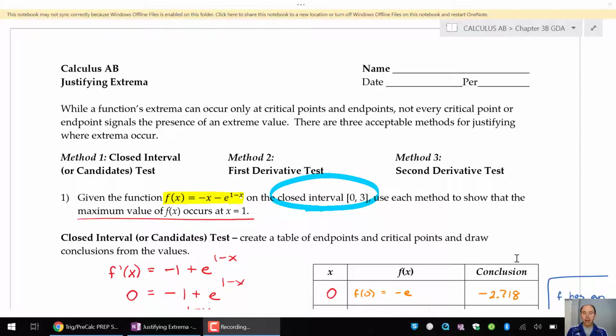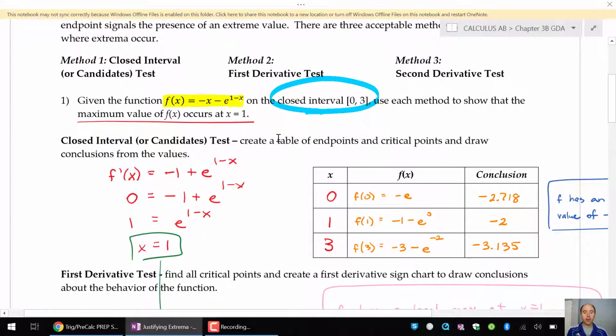So to begin, here are the three tests, and kind of in summary, I thought I would show you how they work with a single function, and that single function is listed right here in yellow. f of x equals negative x minus e to the power of 1 minus x. And number one says that this function is going to be closed off on the interval from 0 to 3. Well, that closed interval signifies that I'm going to want to use the candidates test to explore what happens at f of 0 and f of 3, and then also search for any critical points in between 0 and 3.